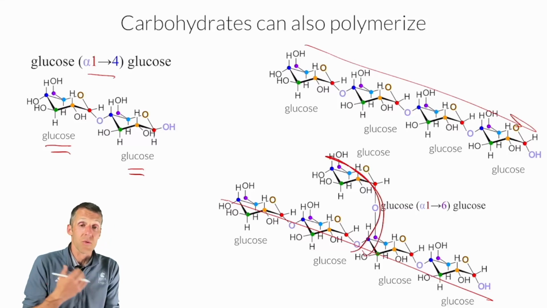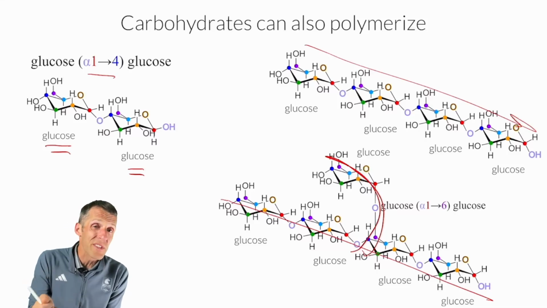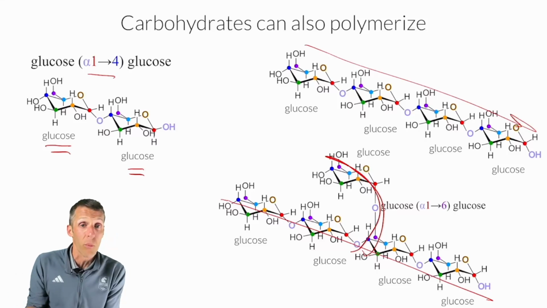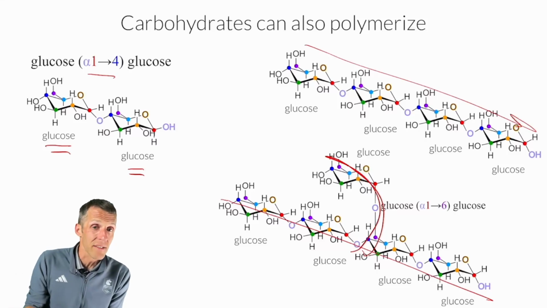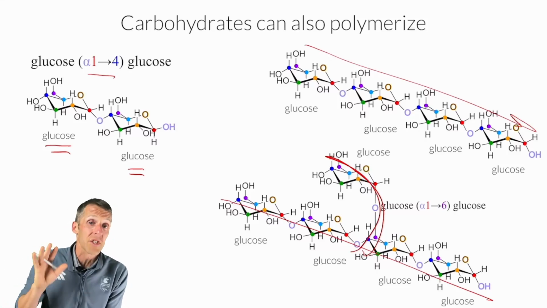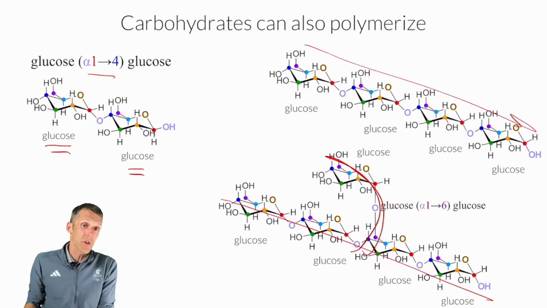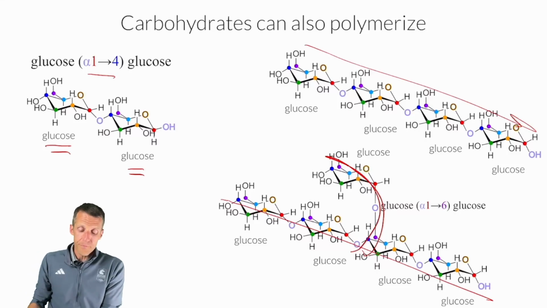Now you might say, oh my goodness, why in the world do we have all that? That's just a ridiculous complication. But it turns out this ability of carbohydrates to polymerize is really important. So when we talk about glycogen, that's the way that our cells store sugar for later. They do so by building branched arrays of sugars, branched arrays of glucose.